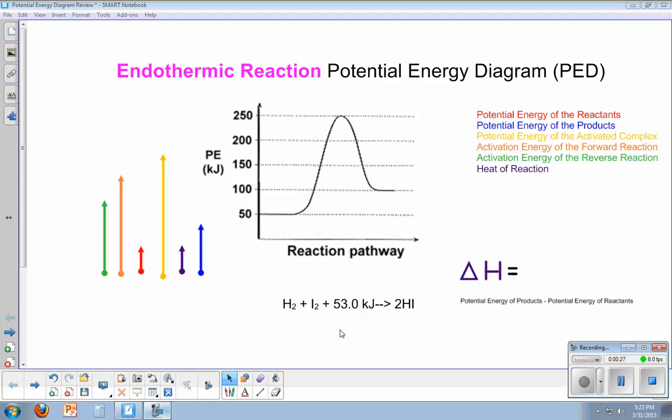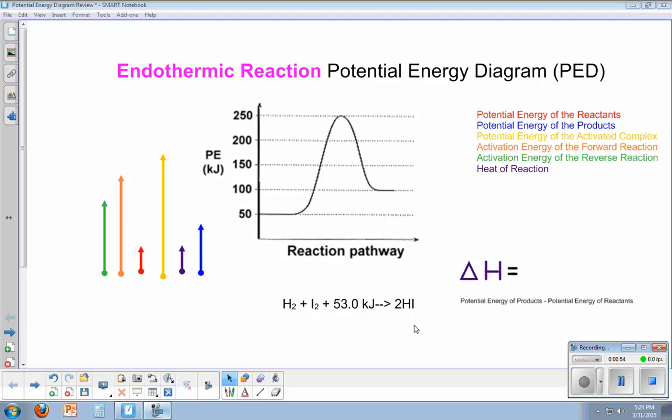Looking at this reaction right here, our reactants are hydrogen and iodine. They have a specific amount of energy stored in the bonds that hold the two H's together and the two I's together. So together, if we add that energy, we have a starting amount of energy that my reaction has. We end with a different amount of energy. There's going to be a different amount of energy stored inside of my product.